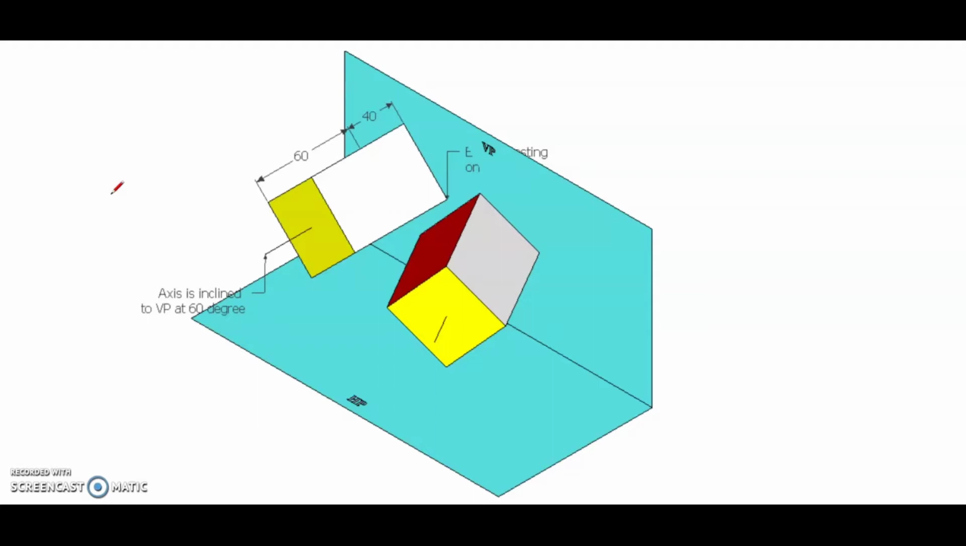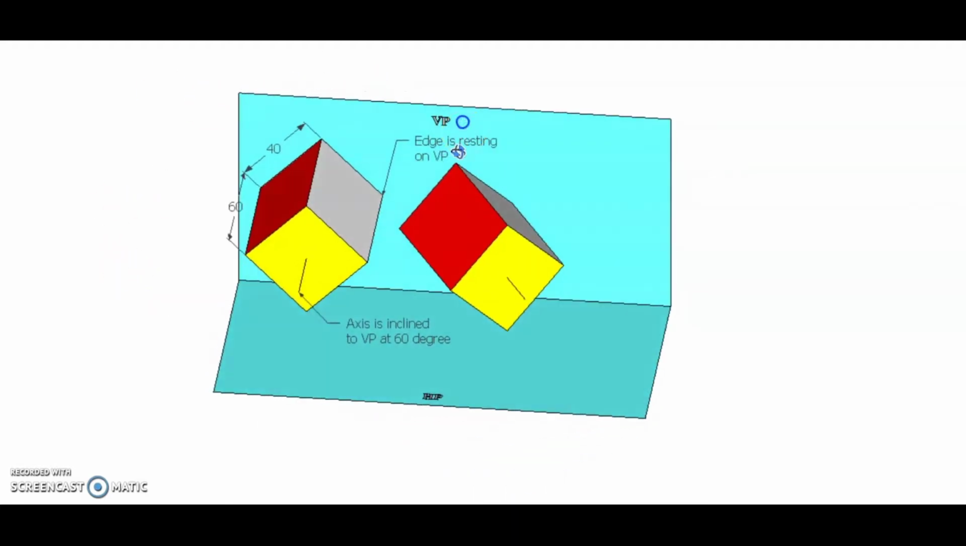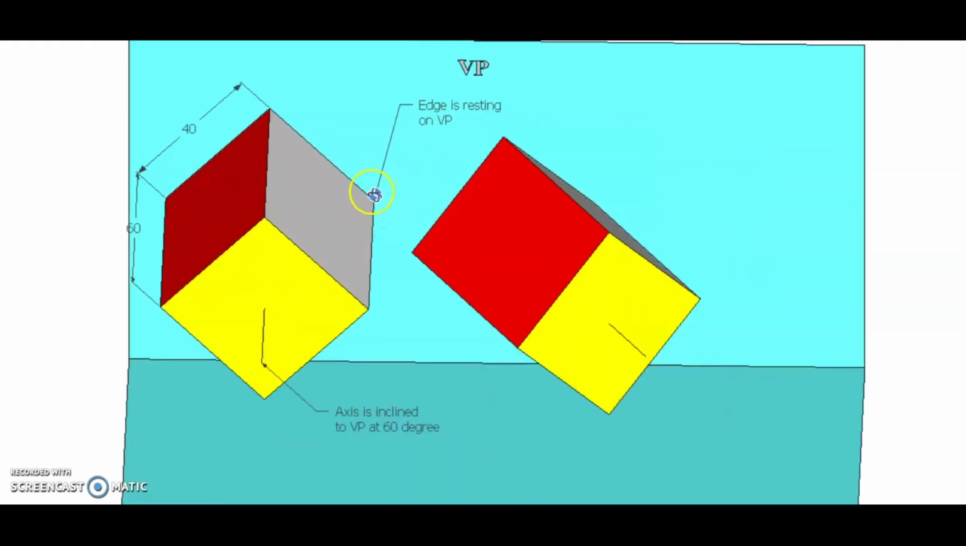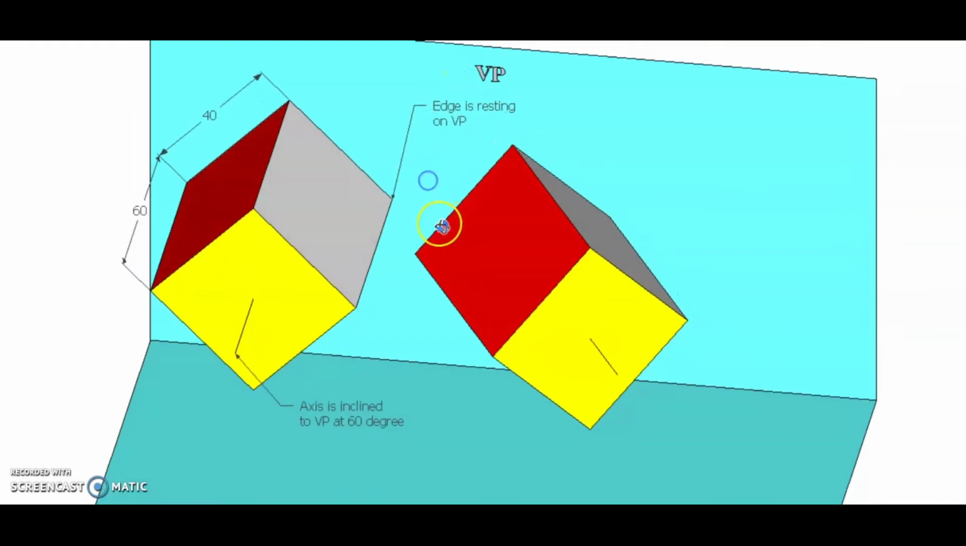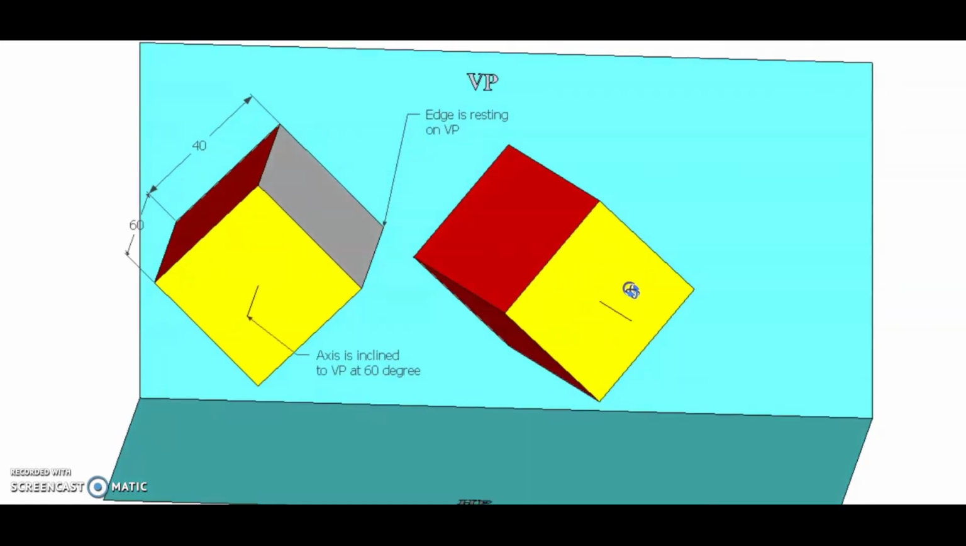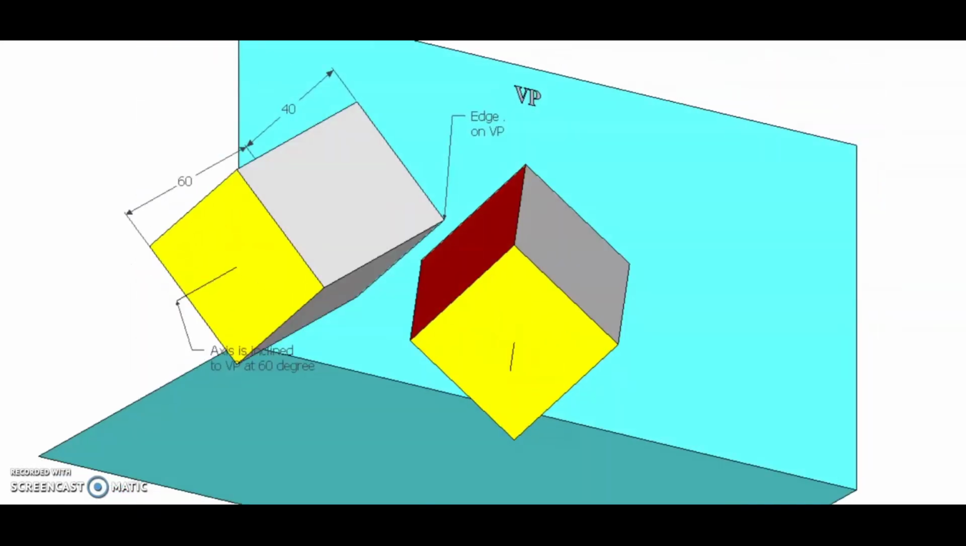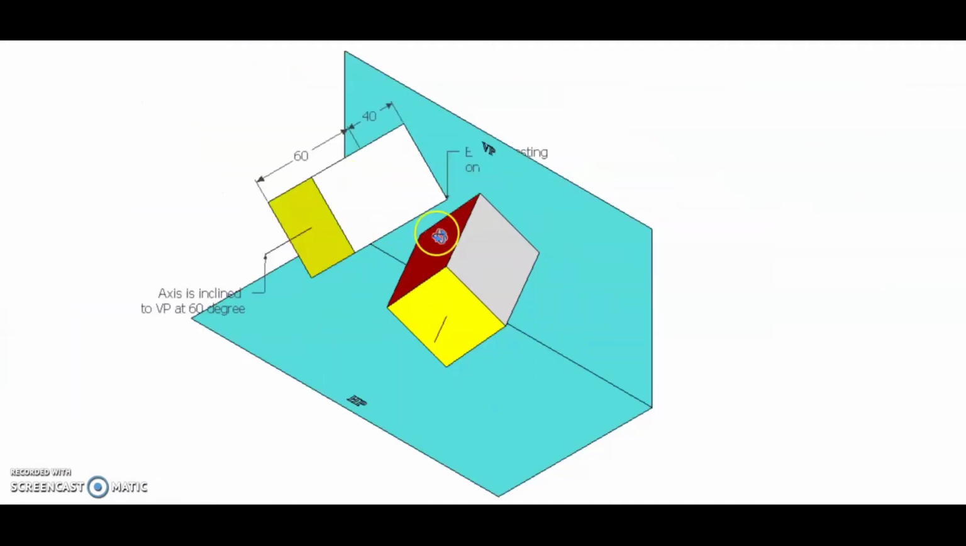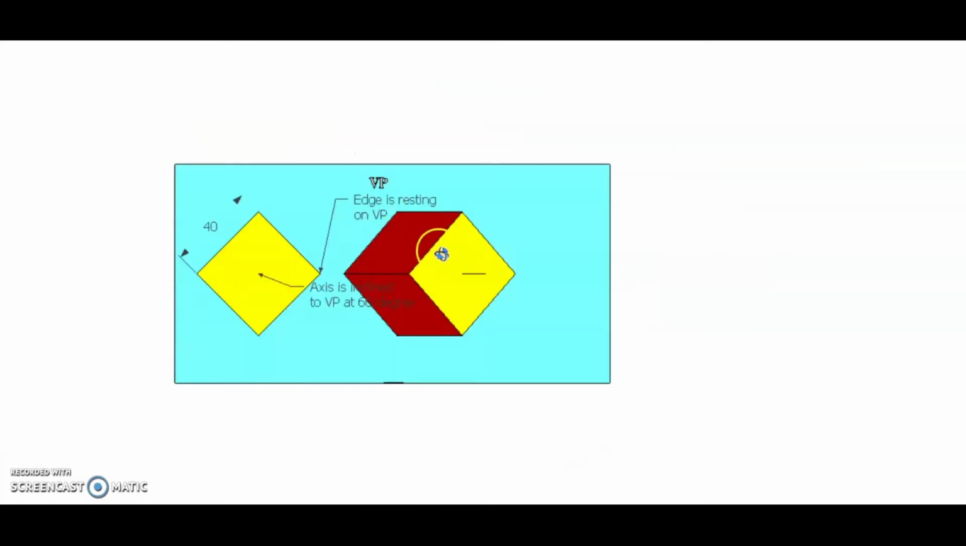So consider the next case of a square prism which is resting on one of its base corners. This is a base corner which is resting on VP, and in final condition this axis should be inclined to VP at 60 degrees. So this is our final condition. So front view will appear like this one.